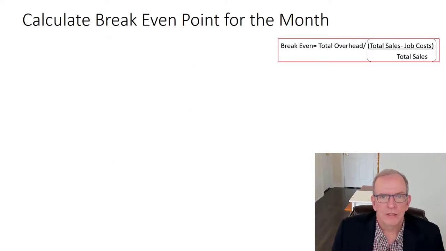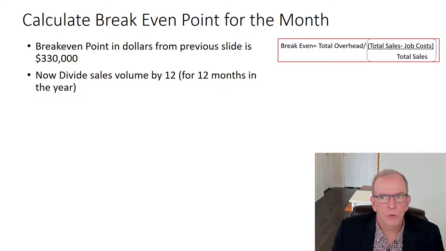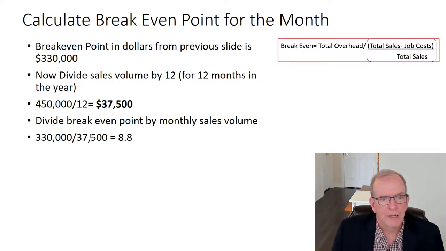All right, we're back and we're just going to run through and see how you did. The break-even point in dollars from the previous slide is 330,000. We divide that number by 12 and get 37,500. We take the break-even point and divide it by that, and that gives us 8.8. Now, what month is that? Is it the beginning or the end of the month? And the 0.8, what do we have to do with that?